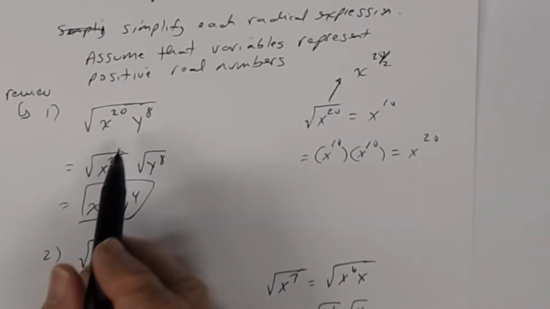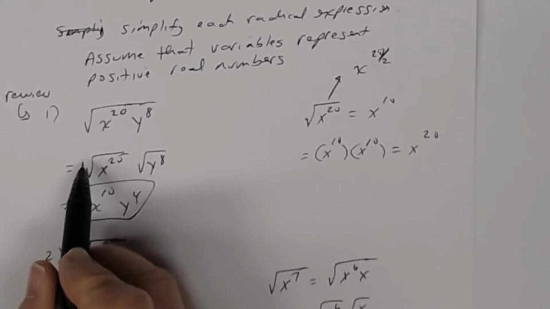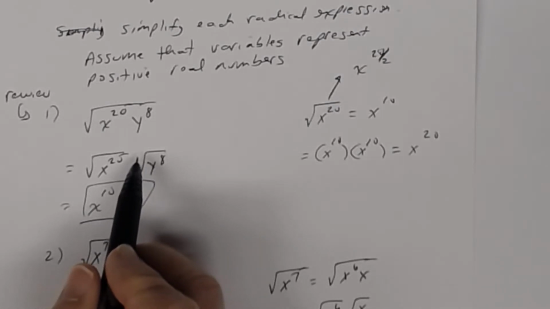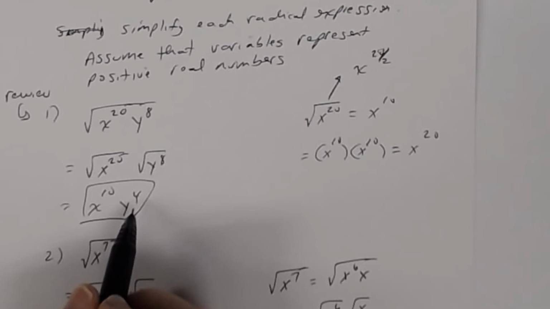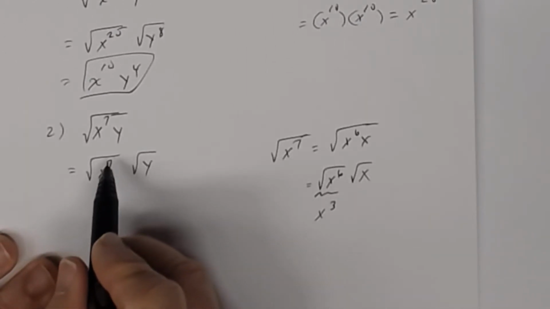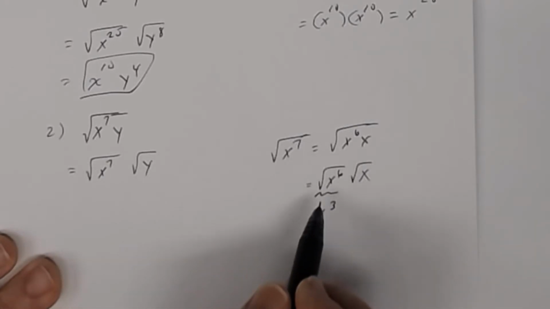Okay? So I want you to notice this. Let's go back over here. Was 20 less than 2? No. So I can simplify that. Was 8 less than 2? No. So I can simplify. Was 7 less than 2? No. I can simplify, and that's what I'm doing here.